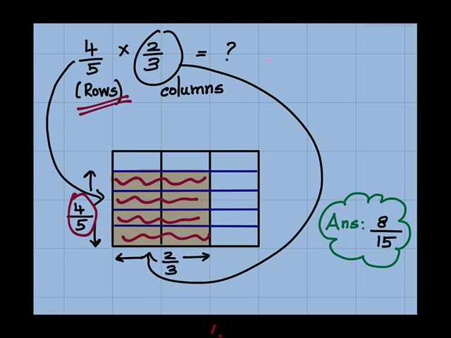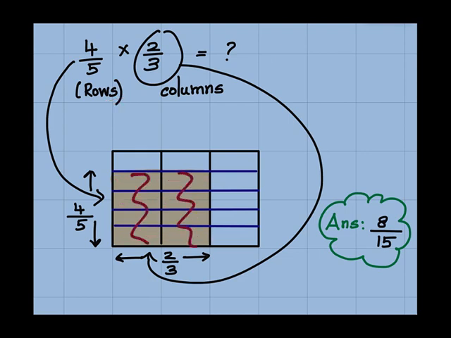Now let me show the columns. So next fraction is 2/3. So 2 shaded columns out of 3. So these 2 columns, 1 column and 2 columns, I have shaded. There is 1 more column which I did not shade. So 2 columns out of 3. So this is the area the problem represents.